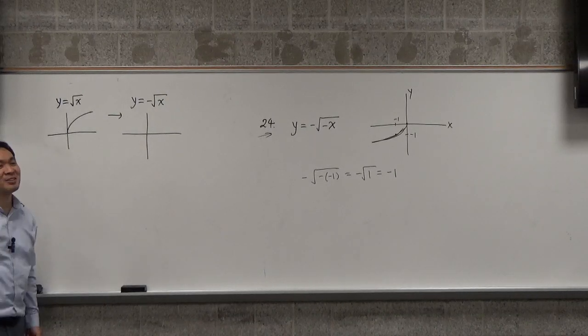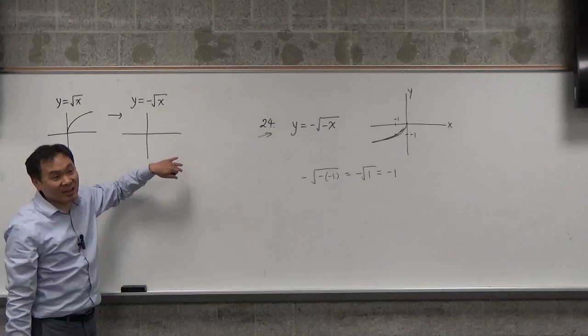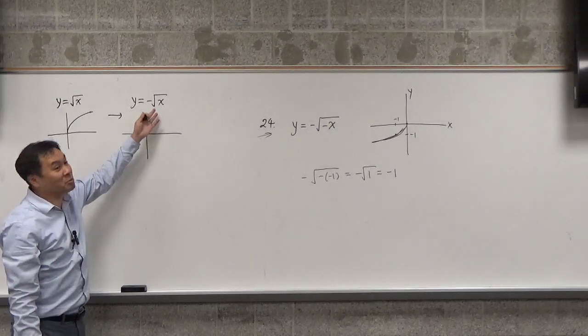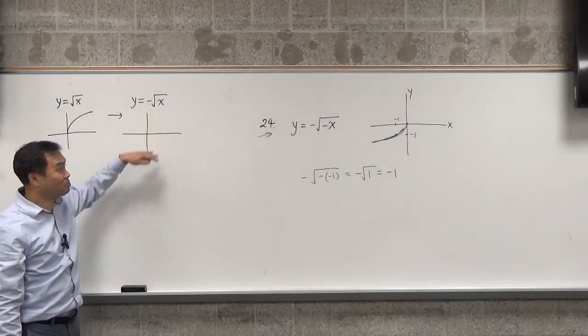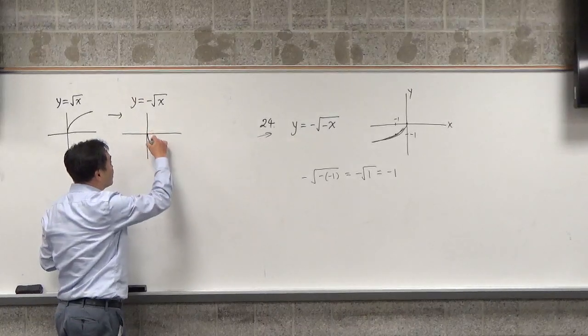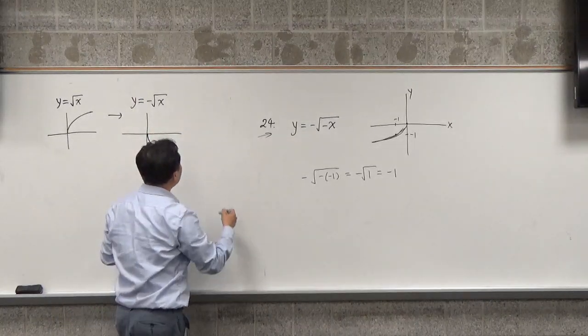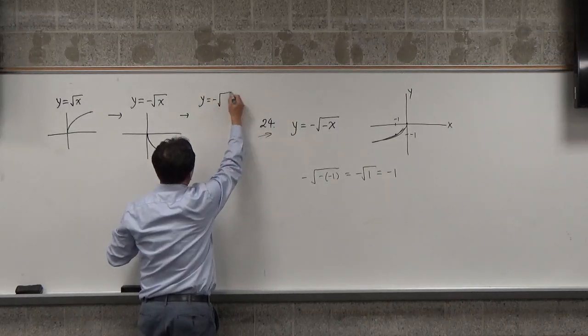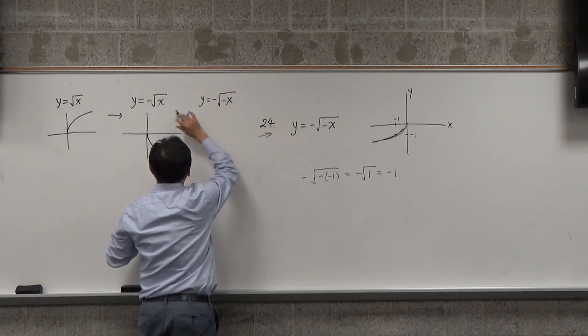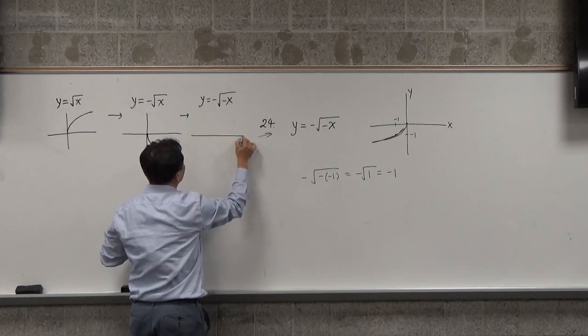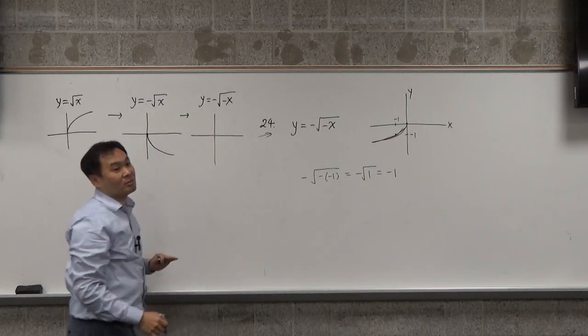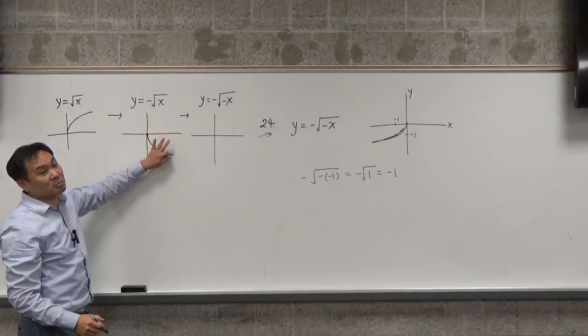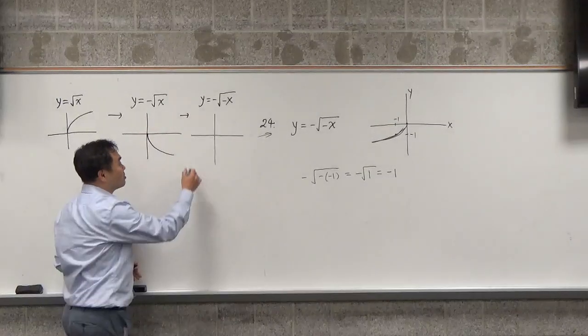Y-axis or x-axis? It flips upside down, right? And you can just check by plugging in some numbers. You know that it should flip upside down. So it's like this. And then if you put minus of negative x, what does this do? This one will flip it over the y-axis. So this is what you get.